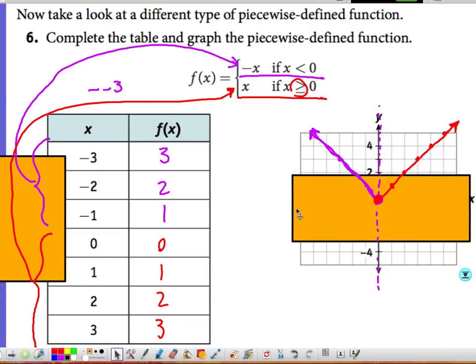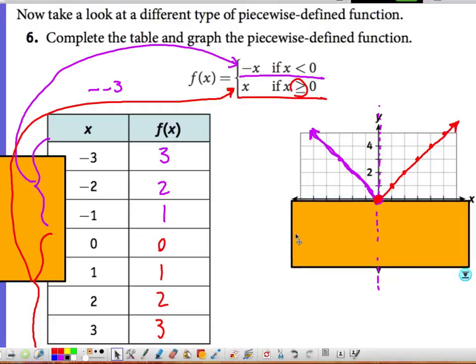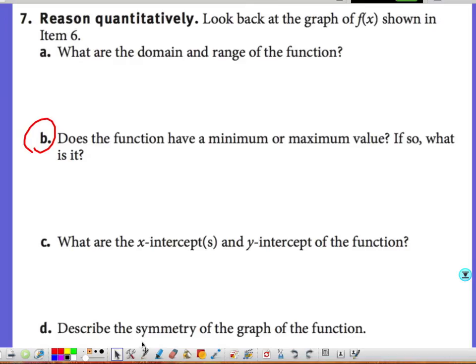Is there a minimum value where this elevator door is going to stop at? Yes, there is. Can you see how it stops here? That is my lowest value where my elevator door stops, and it stops at 0. So what this means is that I do have a minimum, and it's going to be y equals 0.